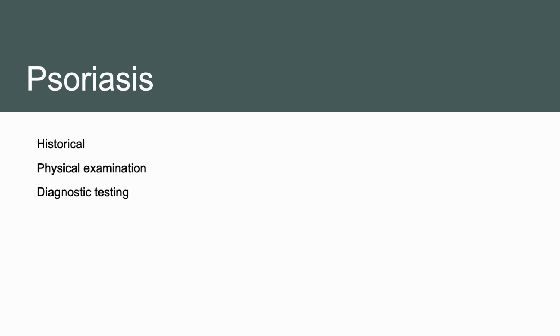On history, I like to ask onset and duration of symptoms, family history of psoriasis or other autoimmune diseases, identification of potential triggers, and impact on the patient's quality of life. I also think it's important to ask if there is any arthritis or any rash in the genital or groin area, as patients don't often volunteer that information. On physical exam, inspect the skin for characteristic plaques, inspect the nails for involvement, and also evaluate for signs of psoriatic arthritis, such as joint swelling.